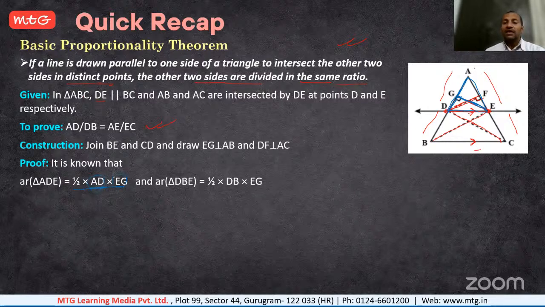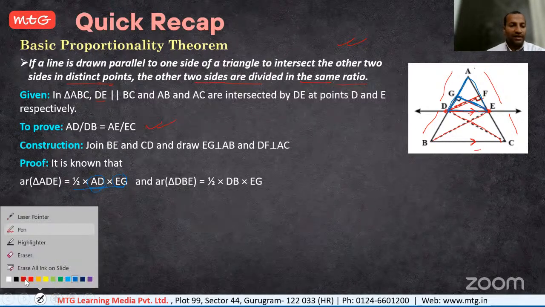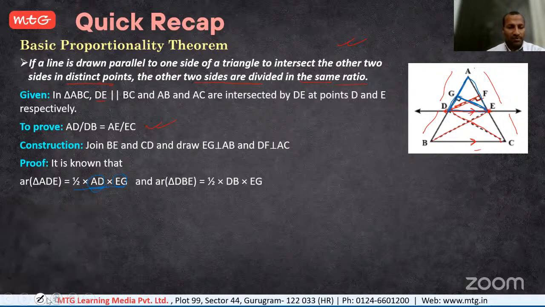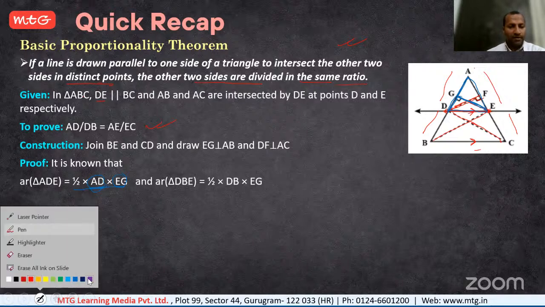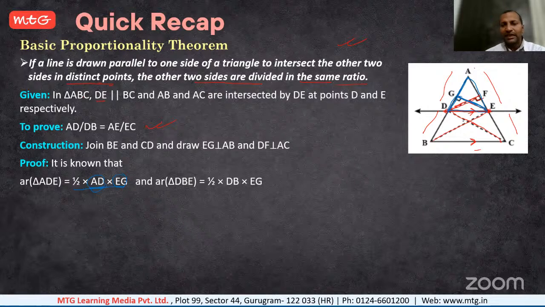Fine. Similarly, now we will take triangle DBE, which is the downside triangle. So this is the triangle, downside. Fine. So when you see this triangle, your base is now DB, and the height will be the same.